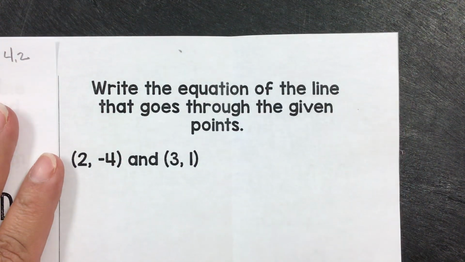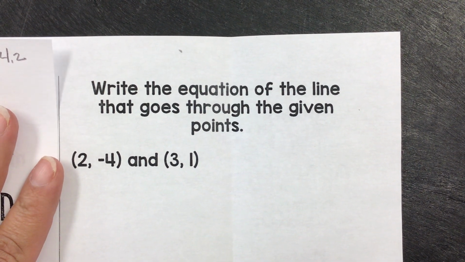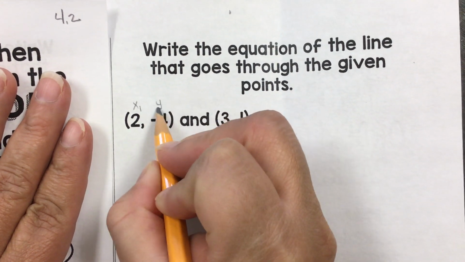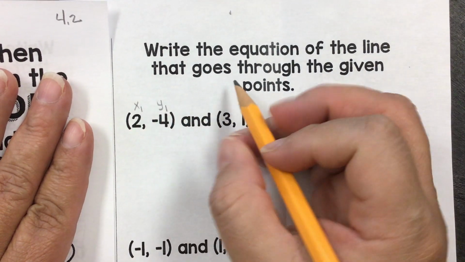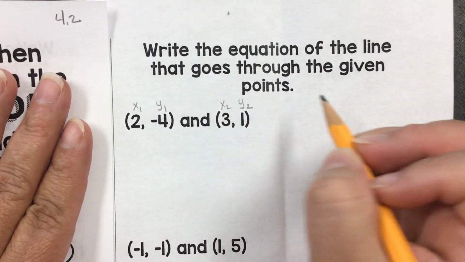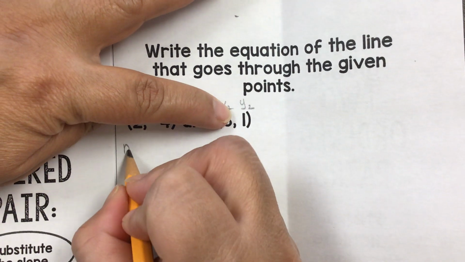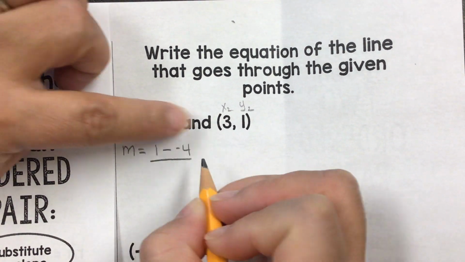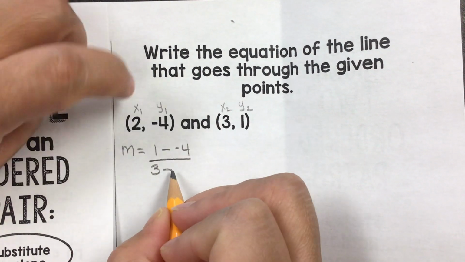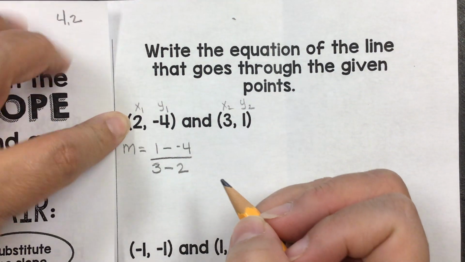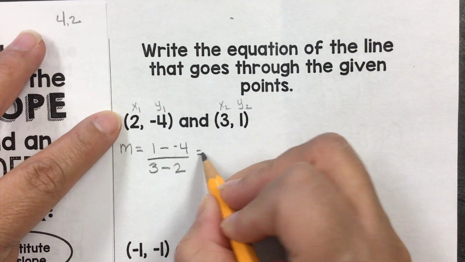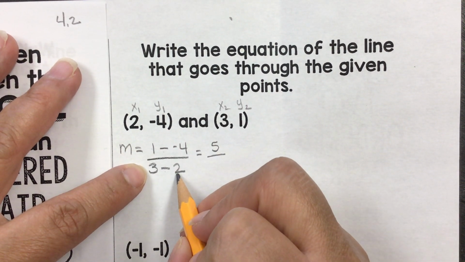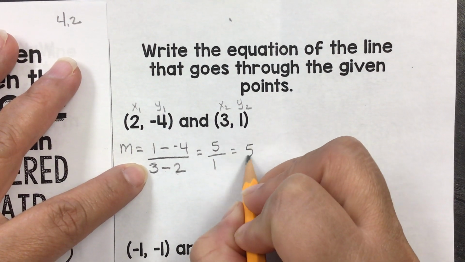The instructions will be write the equation of the line that goes through the given points. And so we have to find slope first. Remember, this is x1 and this is y1 because it's the first point. x2 and y2. So slope, that's m, is equal to 1 minus -4 divided by 3 minus 2. 1 minus -4 is 5. 3 minus 2 is 1, making our slope 5.